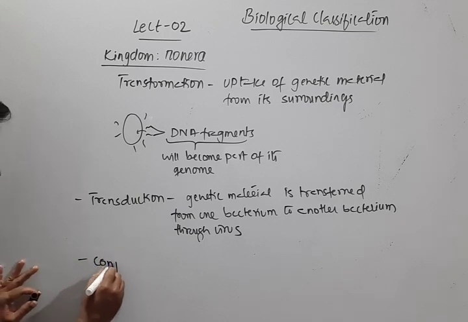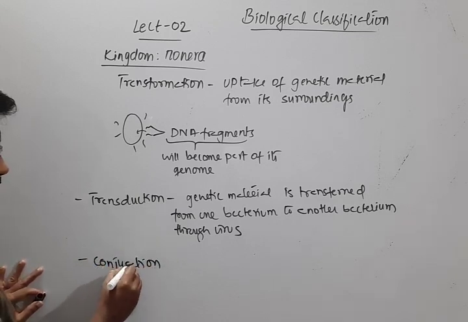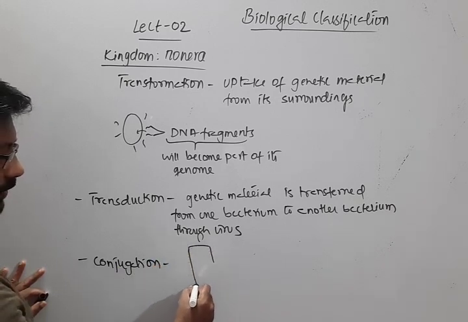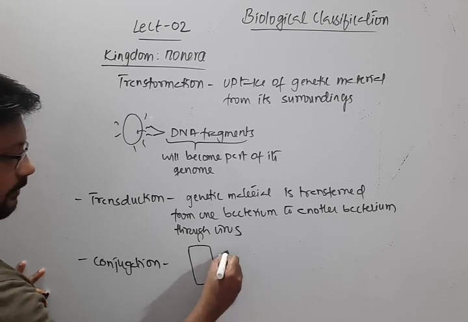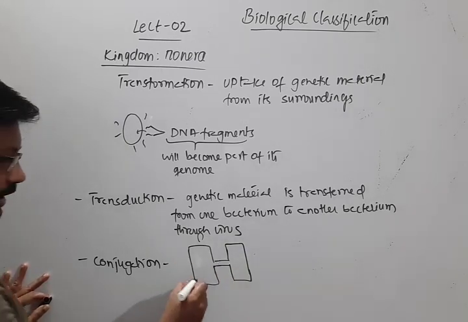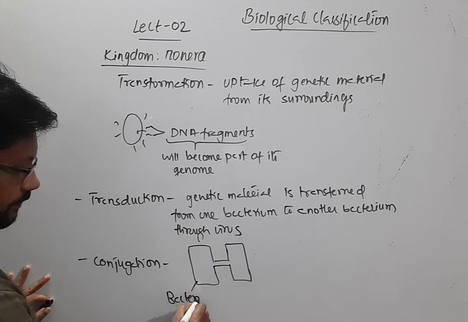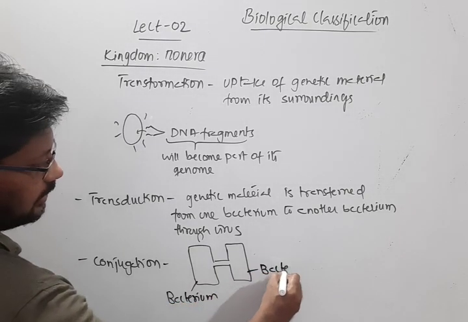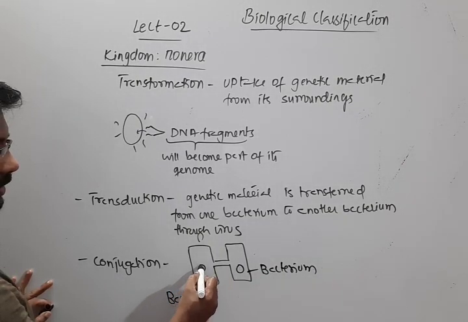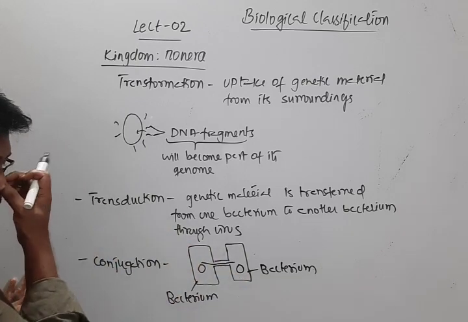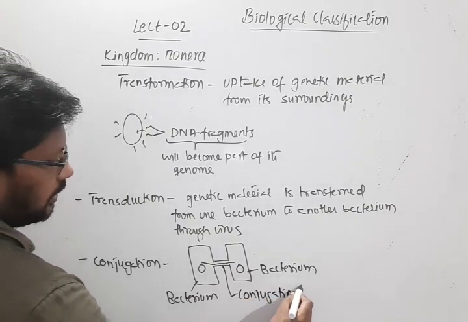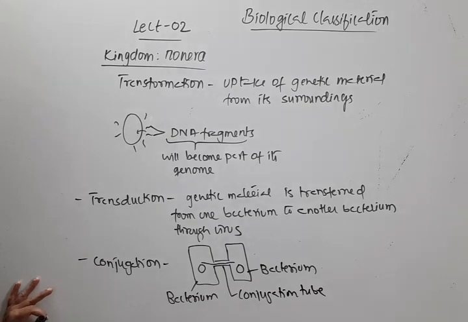And coming to the third one, conjugation. Conjugation is the transfer of genetic material between two bacteria directly, which results in the formation of a conjugation tube. Here this is one bacterium and this is another bacterium, and the genetic material is transferred through this conjugation tube from one bacterium to another.